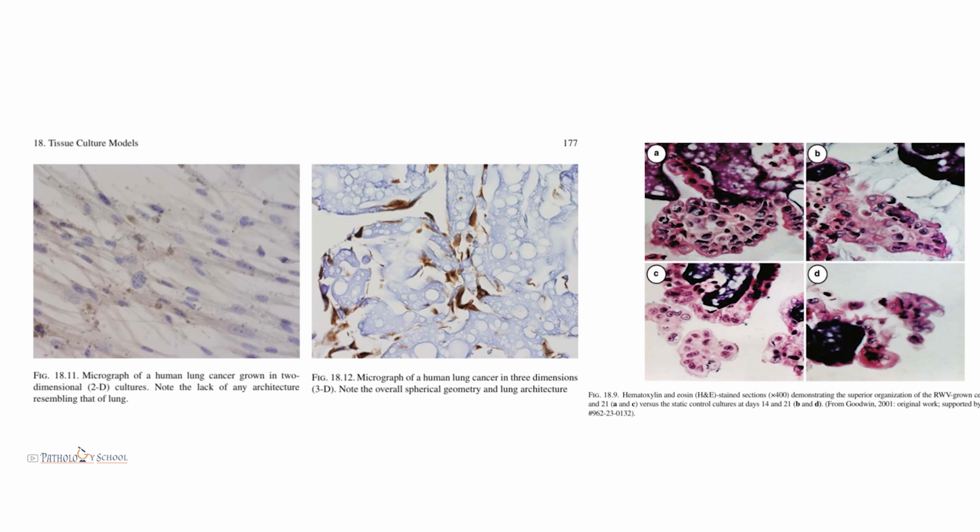Here are a few microscopic images of the tissues which were cultured. On the far left is the two-dimensional image in which we can see human lung cancer cells grown, and in the image next to it we can see the three-dimensional portion of the alveoli of the lung, and on the far right we can see the H&E stained sections of the cultures.